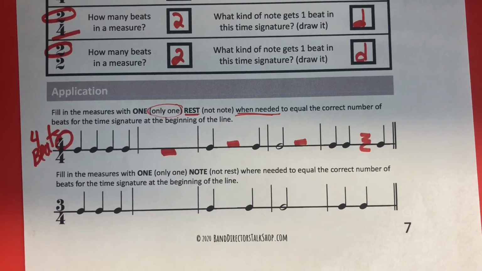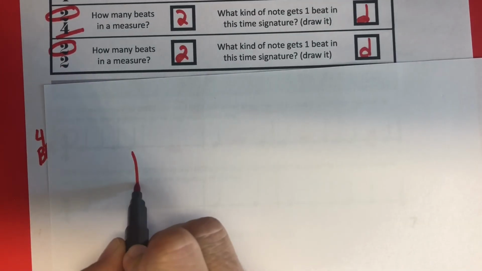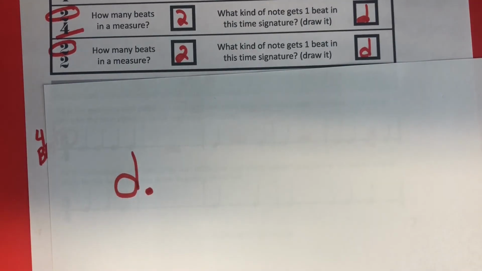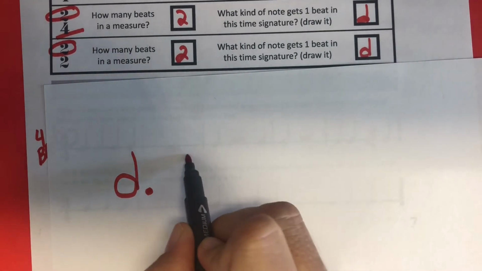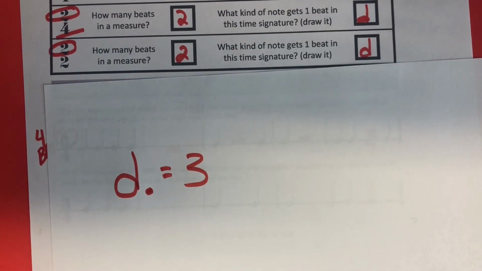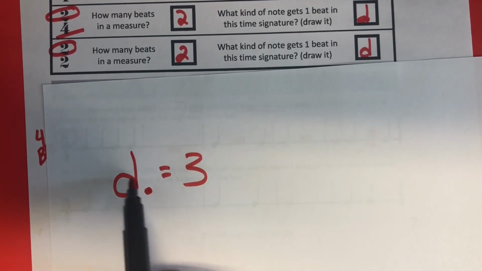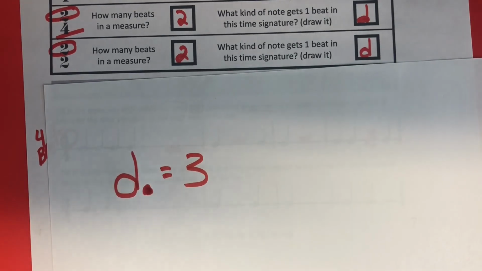Okay, before we move forward onto the next line, I need to tell you one thing. There is a new note that we're going to learn about in a future lesson. It's called a dotted half note. It looks like a half note, and it has a dot after it, and it is worth 3 beats. I'm going to explain that a whole lot more in a future lesson, but for now you just need to know that this symbol is a dotted half note and it gets 3 beats.